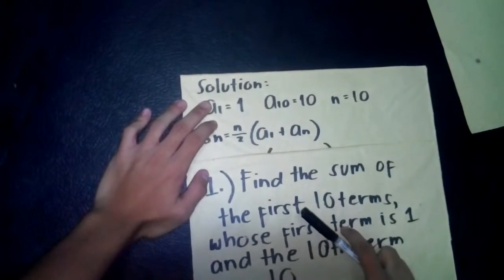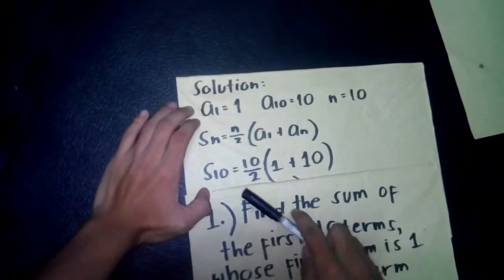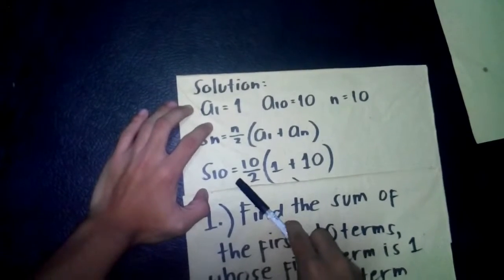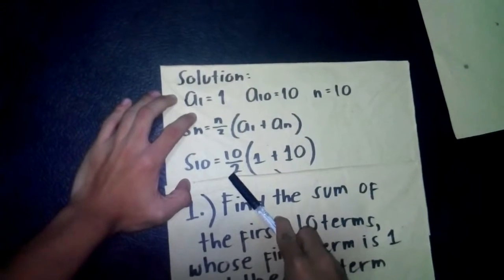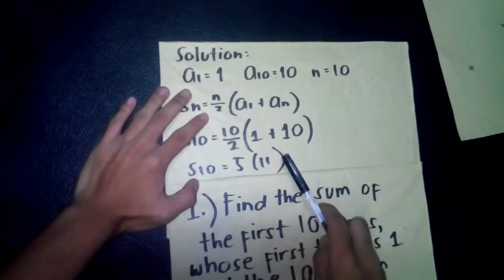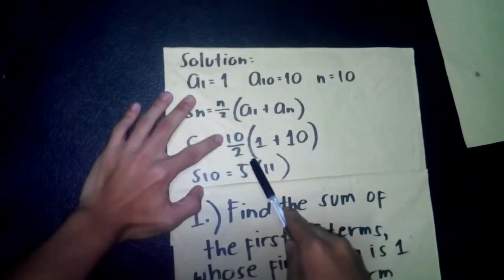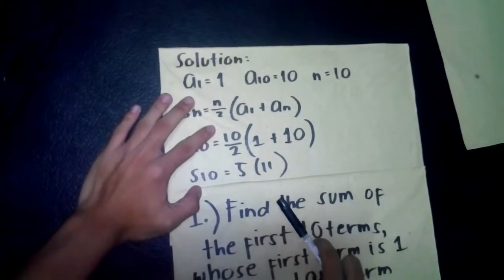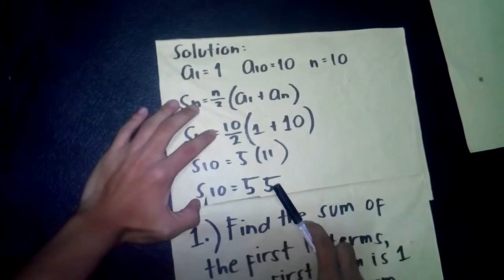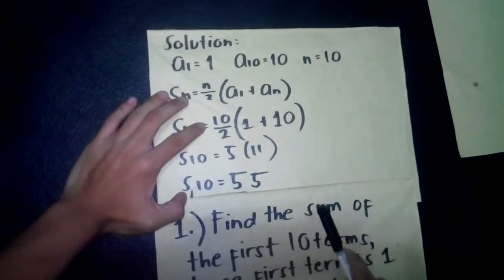So we are going to substitute the given numbers in our formula, which is going to be S sub 10 is equal to 10 divided by 2 times (1 plus 10). We are going to solve it. 1 plus 10 is equal to 11. 10 divided by 2 is equal to 5, and 5 times 11 is equal to 55. The sum of the first 10 terms is equal to 55.